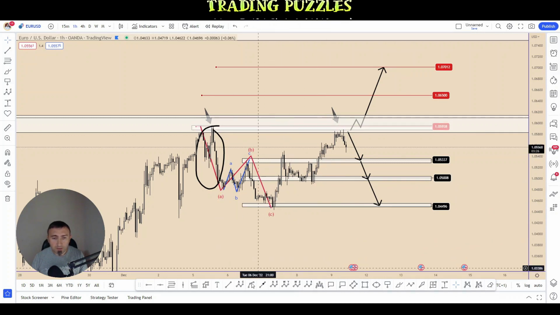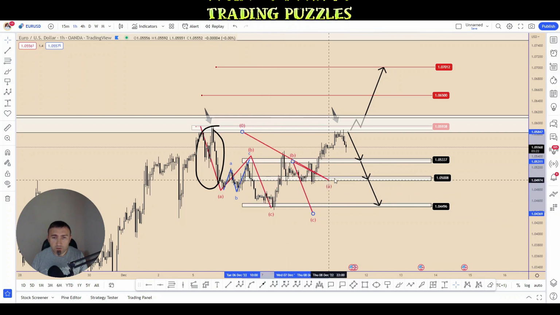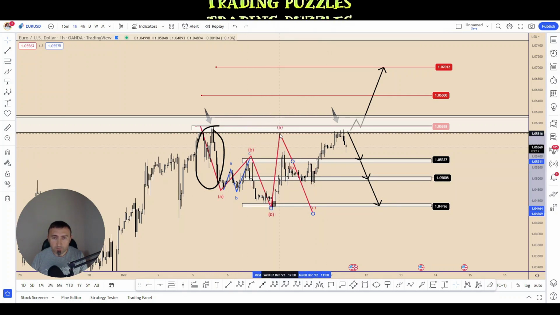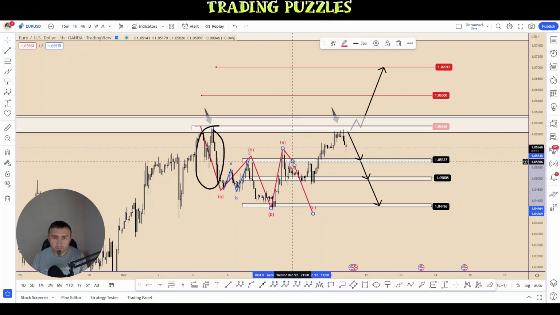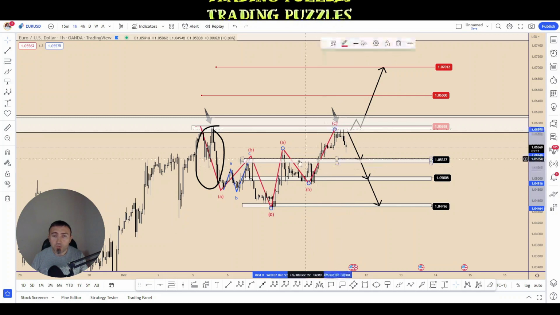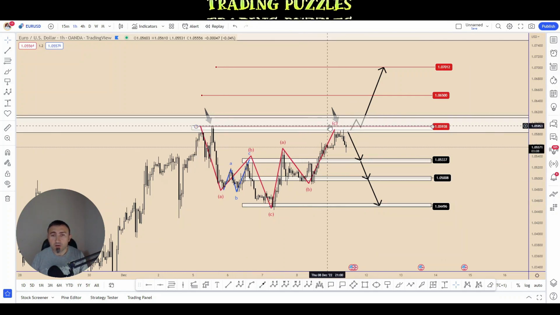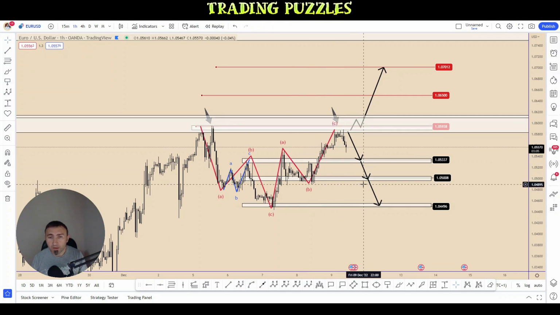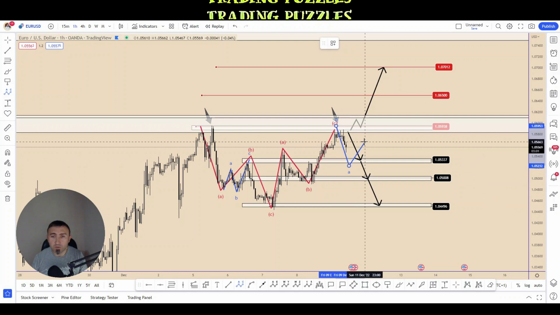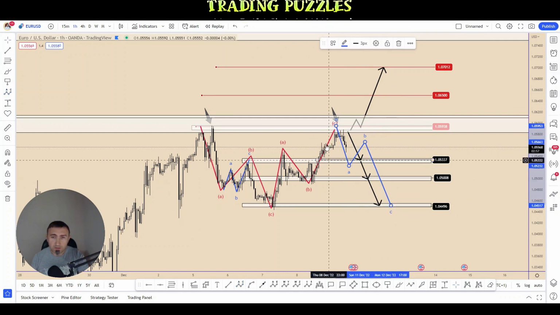And on the other side, the price is creating the same ABC move. Here we have our ABC move. Here we have the A, the B, and the C. So probability is very high that we may see a corrective move again, and the price can come down with another possible ABC move. So at least this is what I'm looking at here.